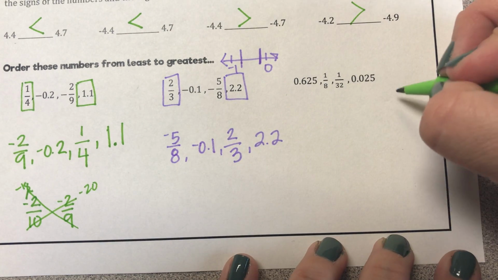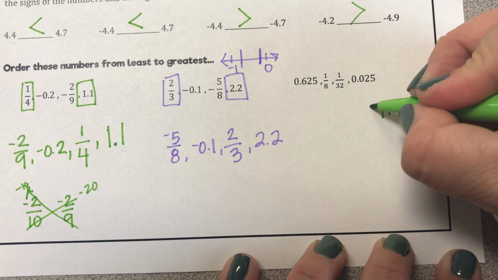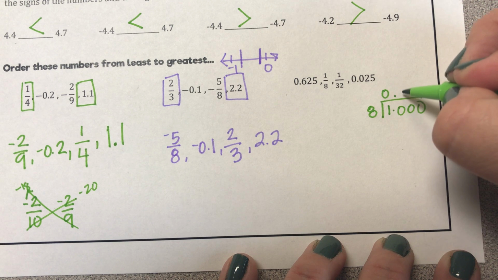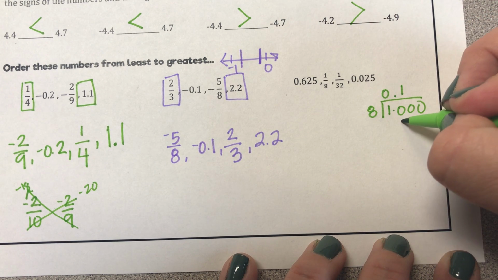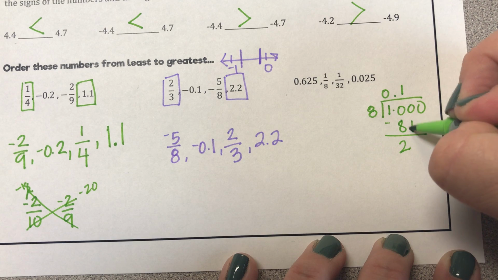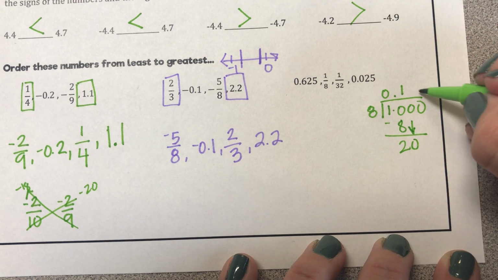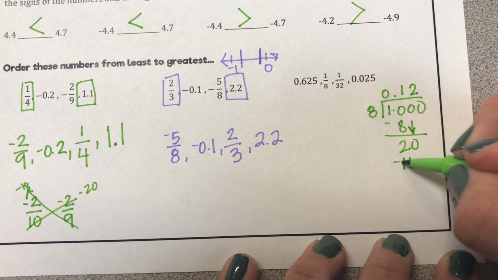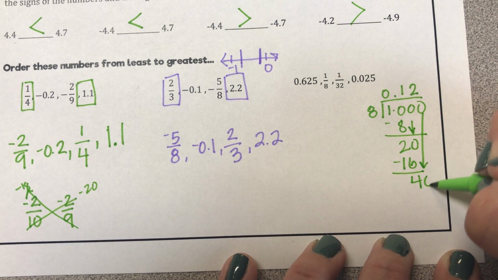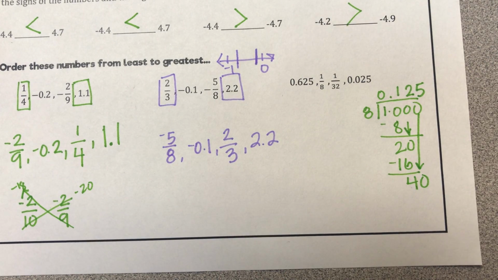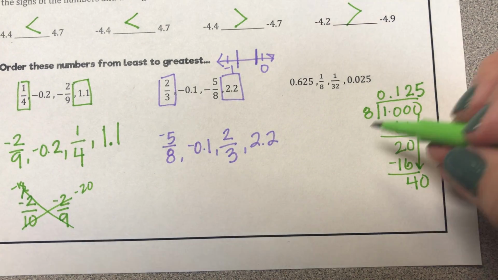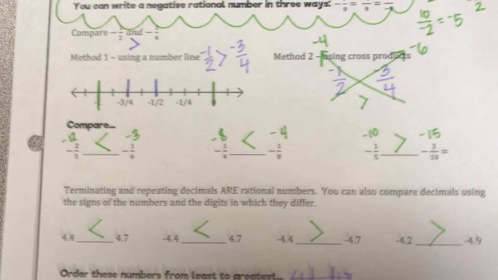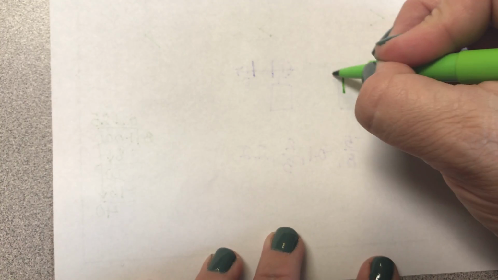So the first thing I need to do, I'm probably going to tip these two over and see what they are as decimals. So let's do 1/8 first. 1 divided by 8. 8 goes into 10 once. 1 times 8 is 8. Bring down 0. 8 goes into 20 twice. 2 times 8 is 16. And 8 goes into 40 5 times. Okay, and now I'm going to do the same thing with 1 divided by 32. I'm going to turn my paper over.